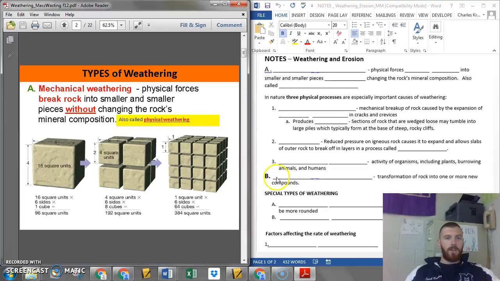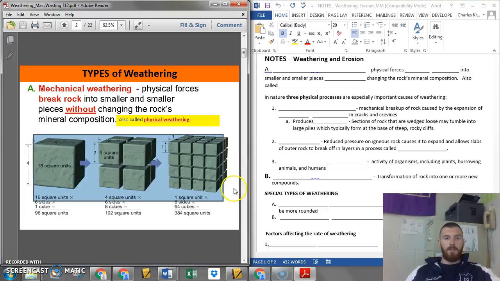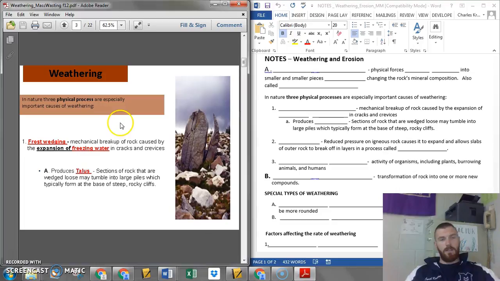Okay, so mechanical weathering is physical forces that break down rock into smaller and smaller pieces without actually changing the mineral composition of what is being broken down. It can also be called physical weathering. Note here that it might get smaller, but it maintains the same mineral composition. Okay, and that can go here. Okay, and we can talk about some different types of mechanical weathering here.